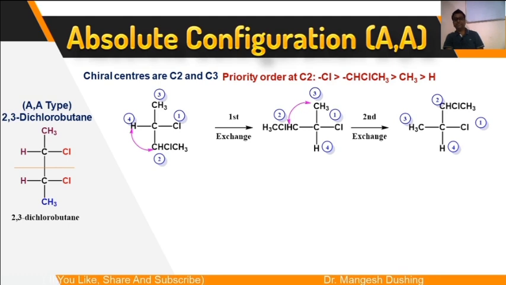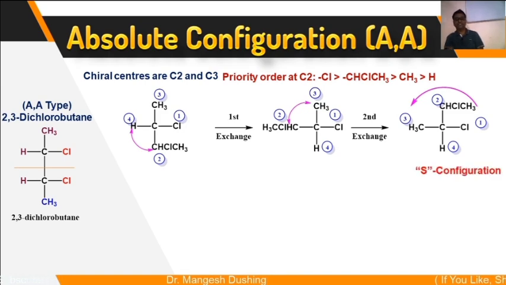Now the fourth priority group is at the bottom. Now you have to see the first 3 priorities: are those clockwise or anti-clockwise? Those are anti-clockwise. 1, 2 and 3 are anti-clockwise. So the absolute configuration of this chiral center is S configuration.